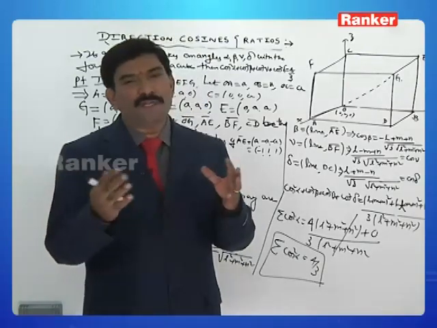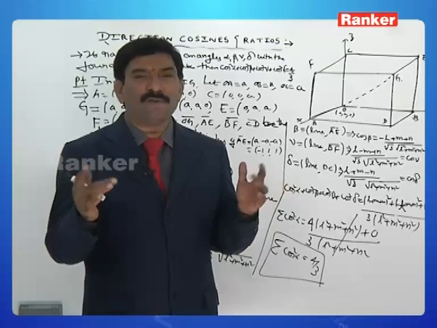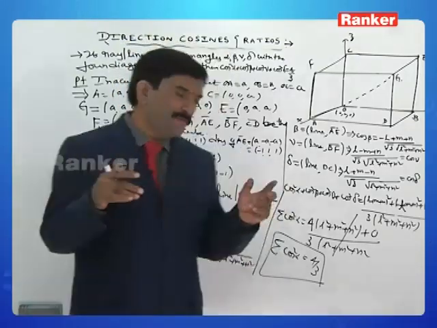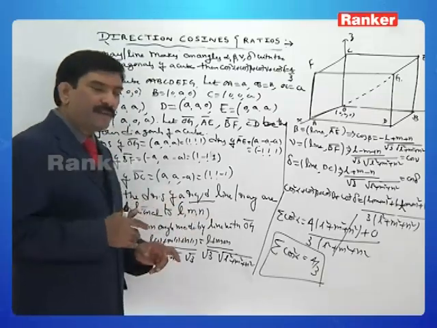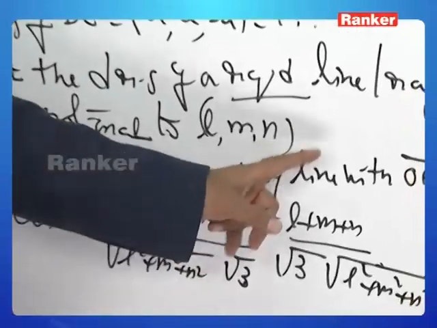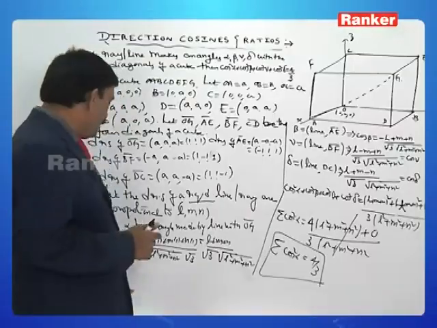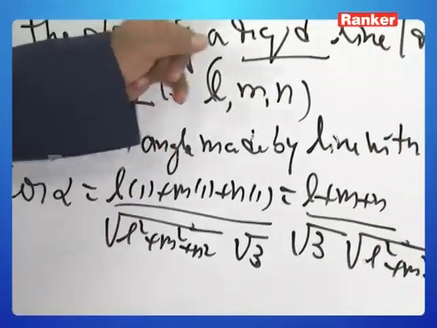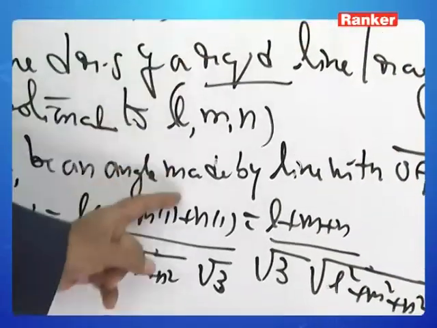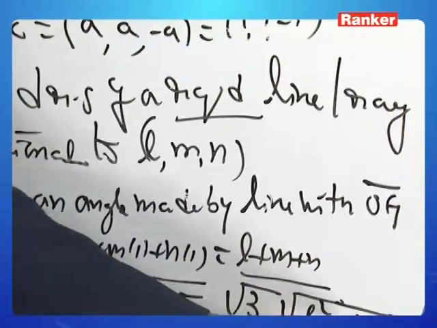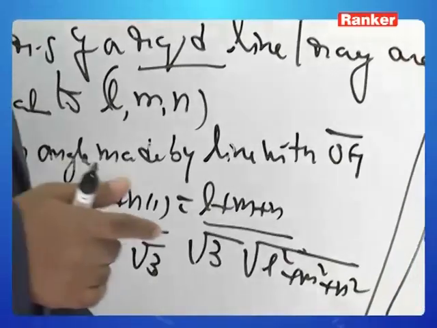That is, a1a2 plus b1b2 plus c1c2 divided by the square root of a1 square plus b1 square plus c1 square, into the square root of a2 square plus b2 square plus c2 square. So l, m, n are the DRs of the required line. Alpha is the angle made by the line with OG. So cos alpha is l into 1, m into 1, n into 1, that is (l plus m plus n) by root 3 into the square root of l square plus m square plus n square. Don't write it as equal to 1.